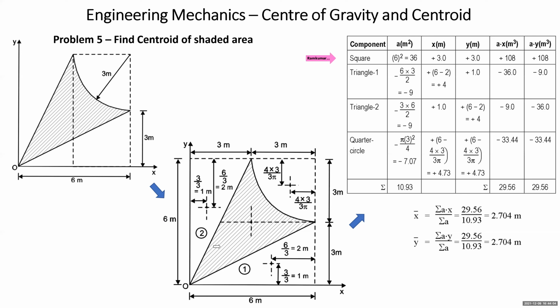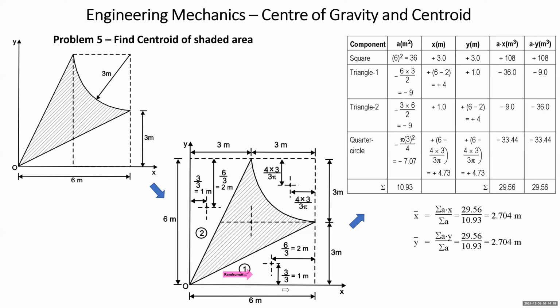This is the centroid of the square. It is right of the y-axis by 3 meters, so plus 3 is the x coordinate. This point is above the x-axis by 3 meters, so plus 3. Then we take up my next component, triangle 1. I have given the name to that.